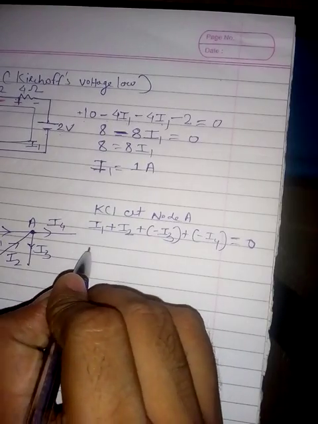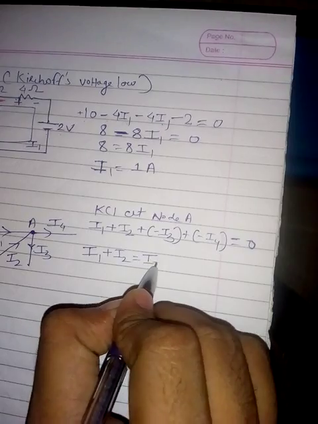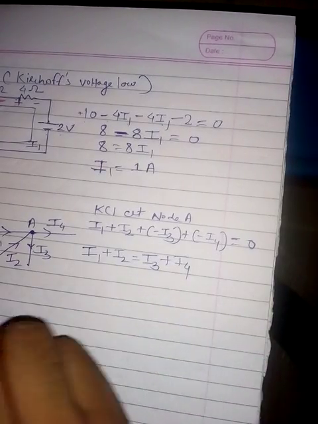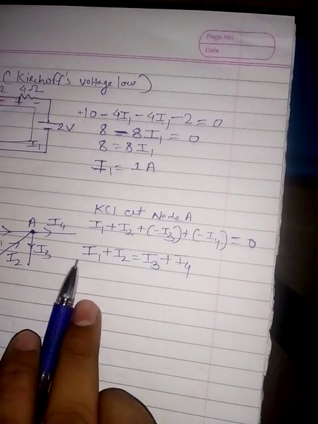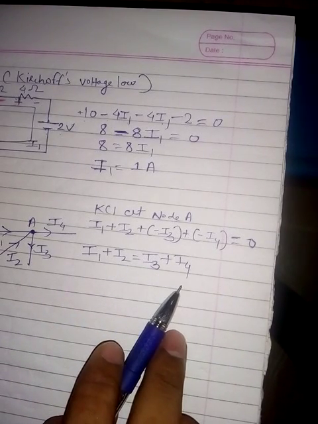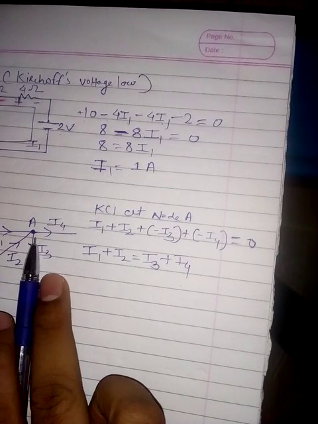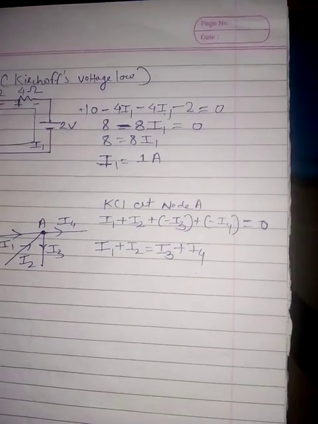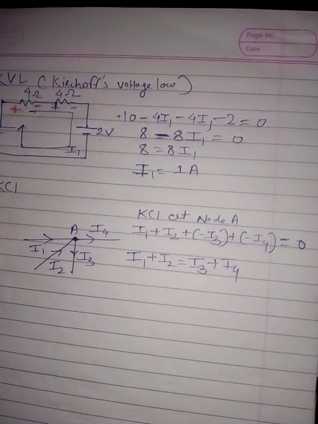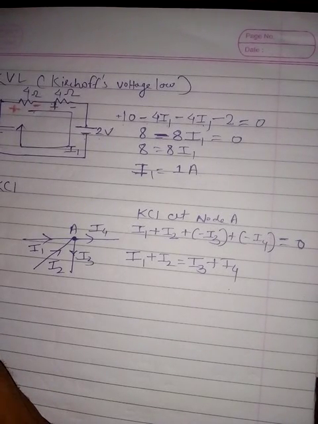So if we simplify this, we will get I1 plus I2 is equal to I3 plus I4. So in KCL we can also say incoming current is equal to outgoing current at a particular node or a junction in the network. Incoming current is equal to outgoing current. In nodal analysis we use KCL.